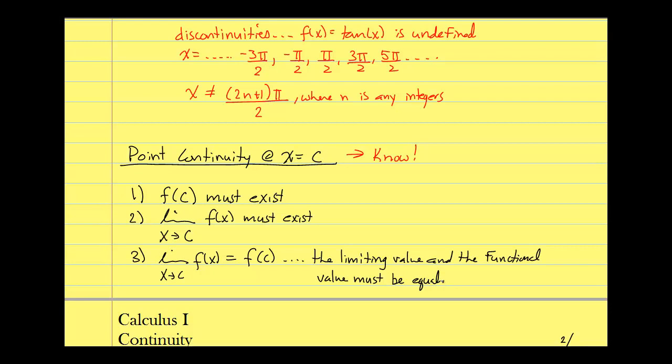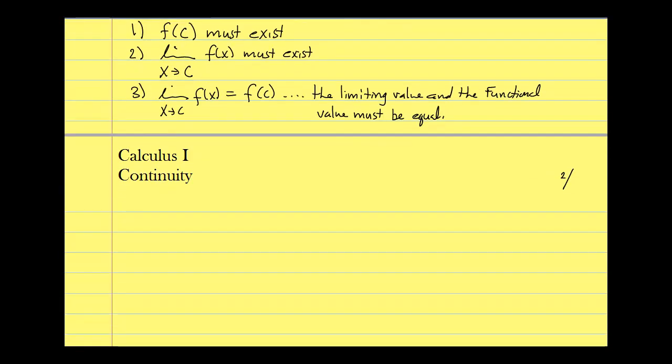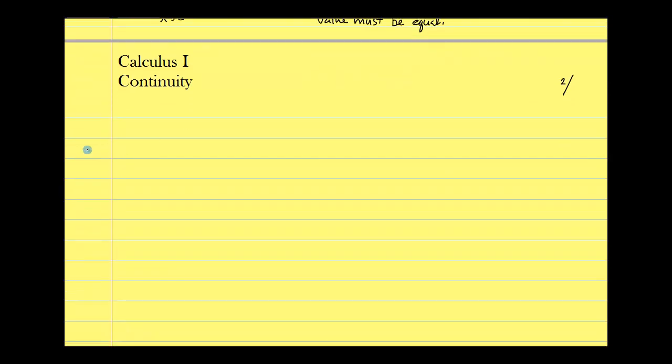Well, next what we want to look at is some graphs that kind of show whether a point at x equals c is continuous or discontinuous. So let's go ahead and look at an example. So for this example, let's go ahead and sketch up a quick graph.